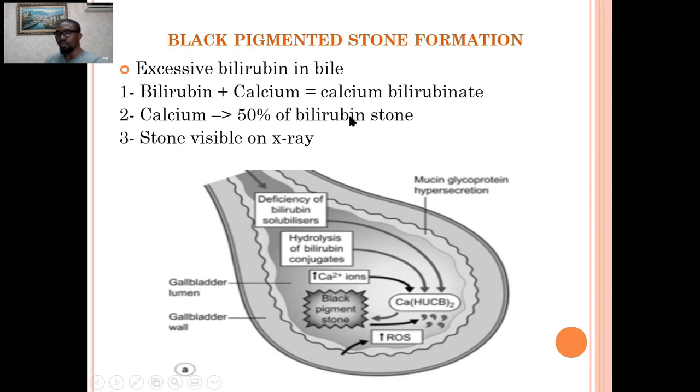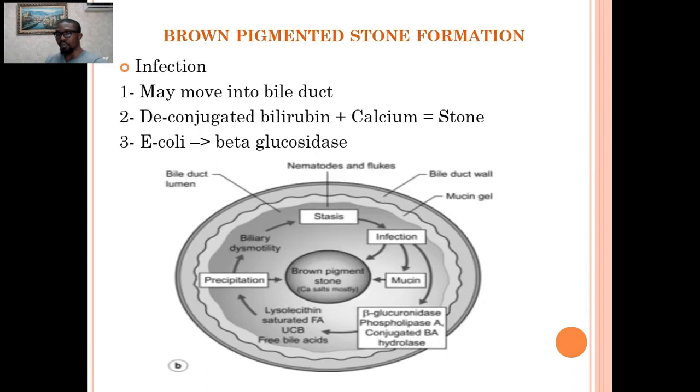Now, brown stones or brown pigmented stones are usually a sign of infection, and in most cases, these stones are able to move from the gallbladder into the bile duct. Brown stones can be formed from a combination of deconjugated or unconjugated bilirubin and calcium. So let's see what exactly happened here.